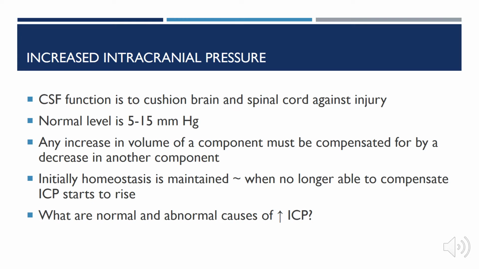So to talk about increased intracranial pressure again, the CSF function is to cushion the brain and spinal cord against injury. The normal level for this is between 5 and 15 millimeters mercury. Any increase in volume of a component must be compensated for by a decrease in another component. So if one of our areas is up, the other has to go down. And then the numbers for this don't really matter, but we have our brain tissue, the blood, and the cerebral spinal fluid. So if our brain tissue increases, then our cerebral spinal fluid or our blood have to decrease to compensate for that. Initially, homeostasis is maintained. When no longer able to compensate, the ICP starts to rise.